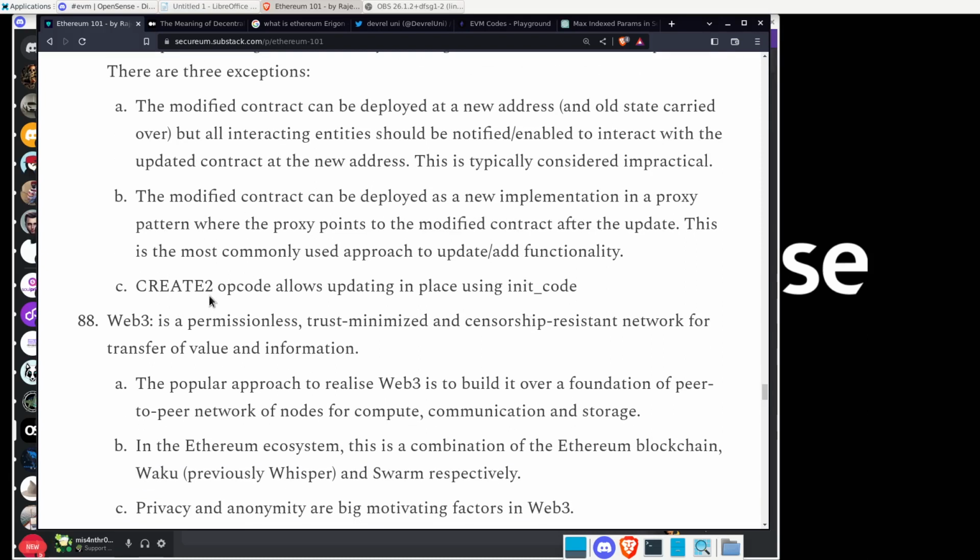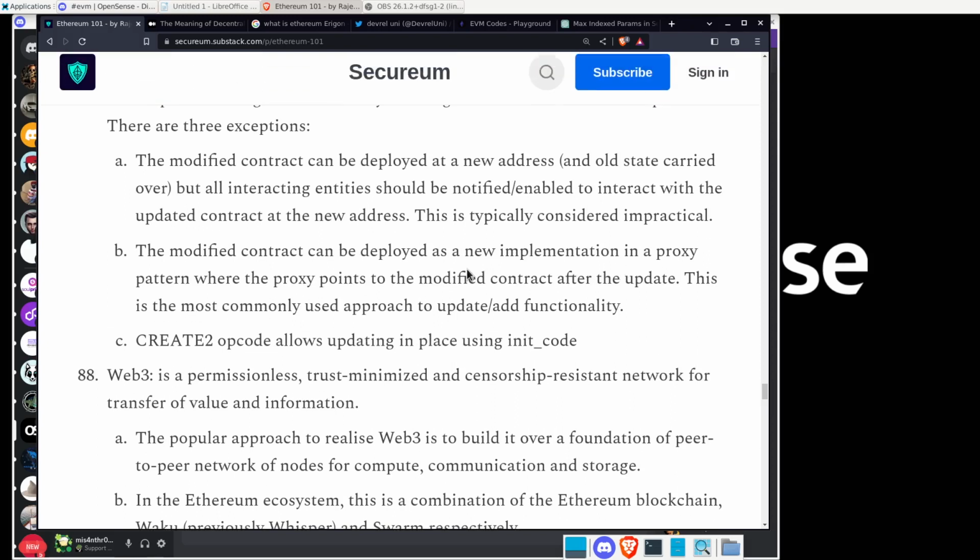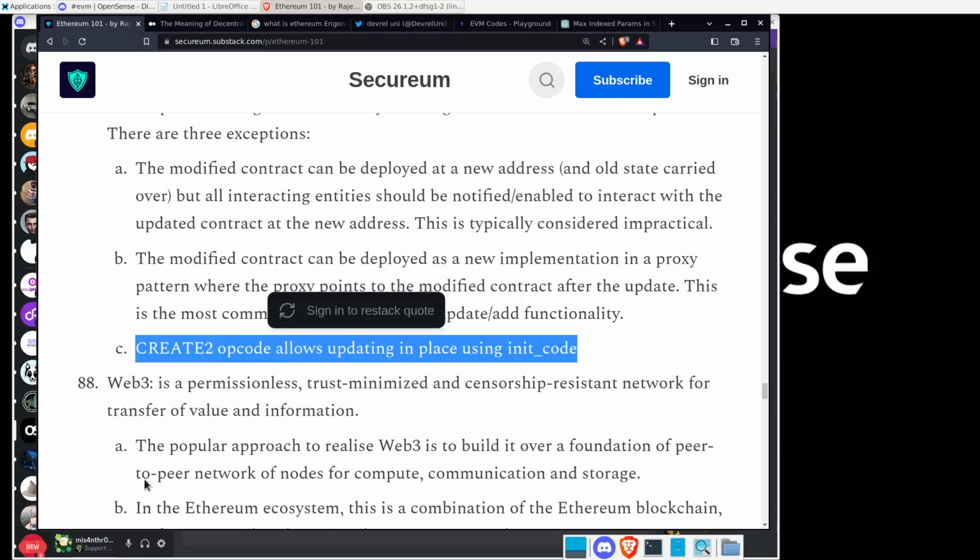CREATE2 allows updating in place using the init code. I don't get this one. I wonder if this is create a new contract, something like that.